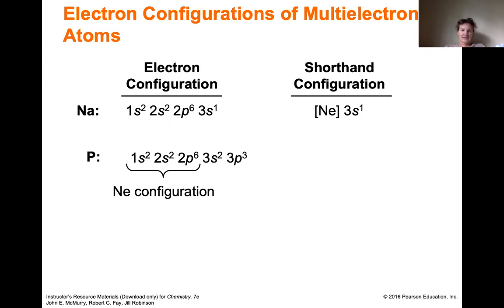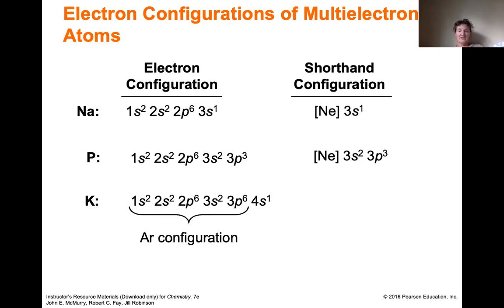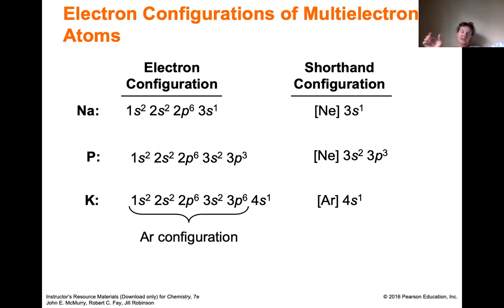You have the neon inner shell again. And then now your valence electrons are 2 electrons in the 3s and 3 electrons in the 3p. For potassium, you've gone down a row. And so now the last inert gas on the periodic table, so have your periodic table out here, is going to be argon. And then it has a 4s1 outside of that. So the shorthand notation will be argon instead of neon, because that's the last inert gas configuration. And then it has 1 valence electron in the 4s orbital.